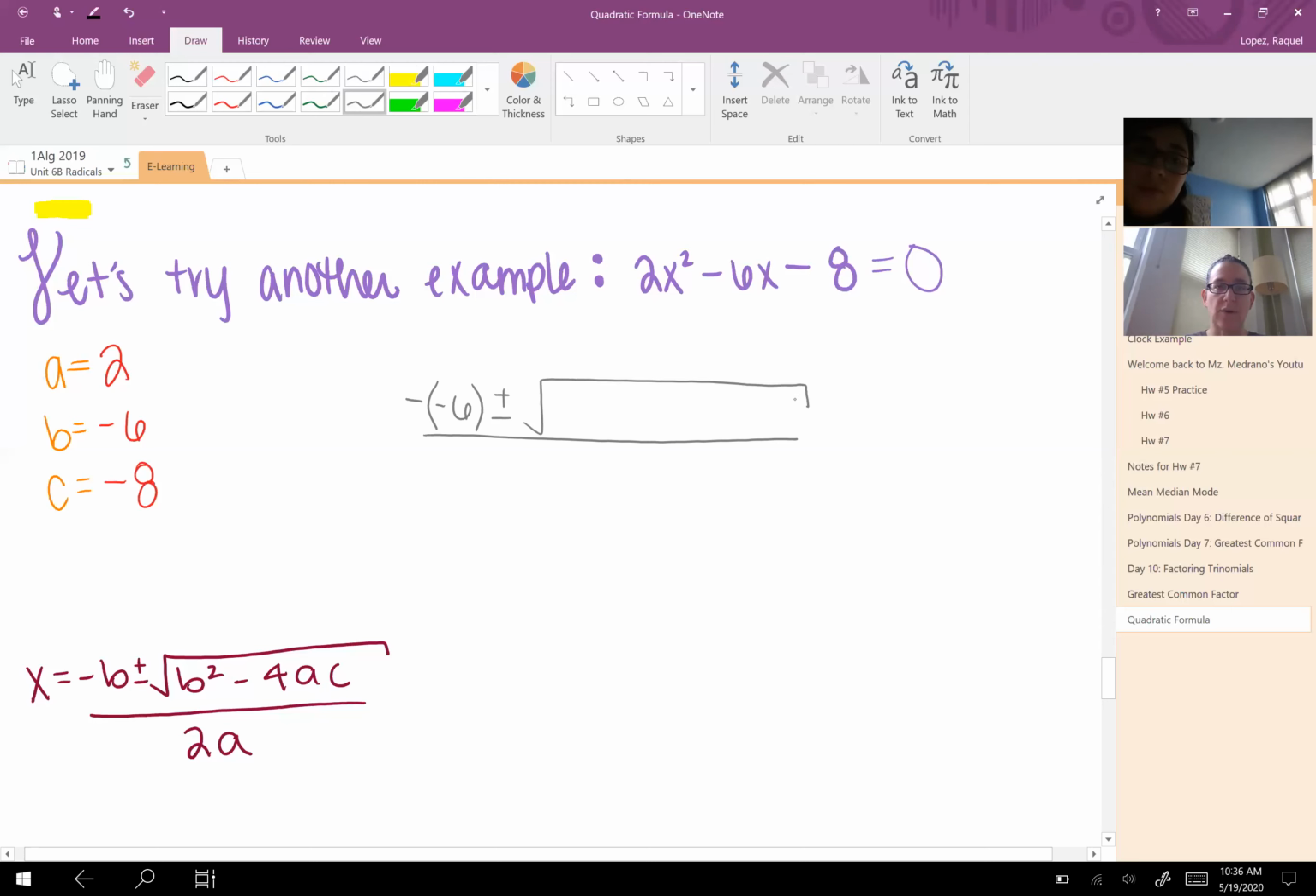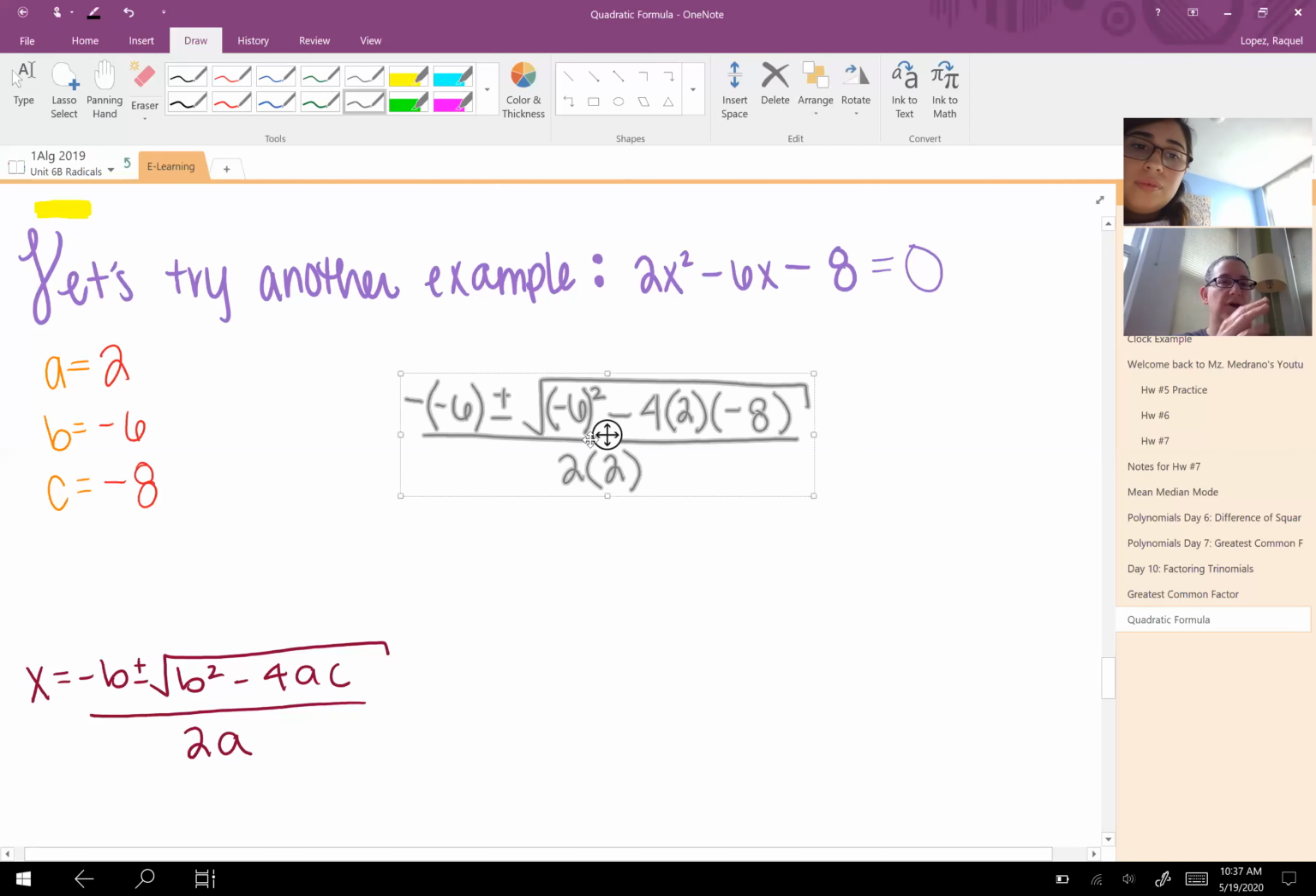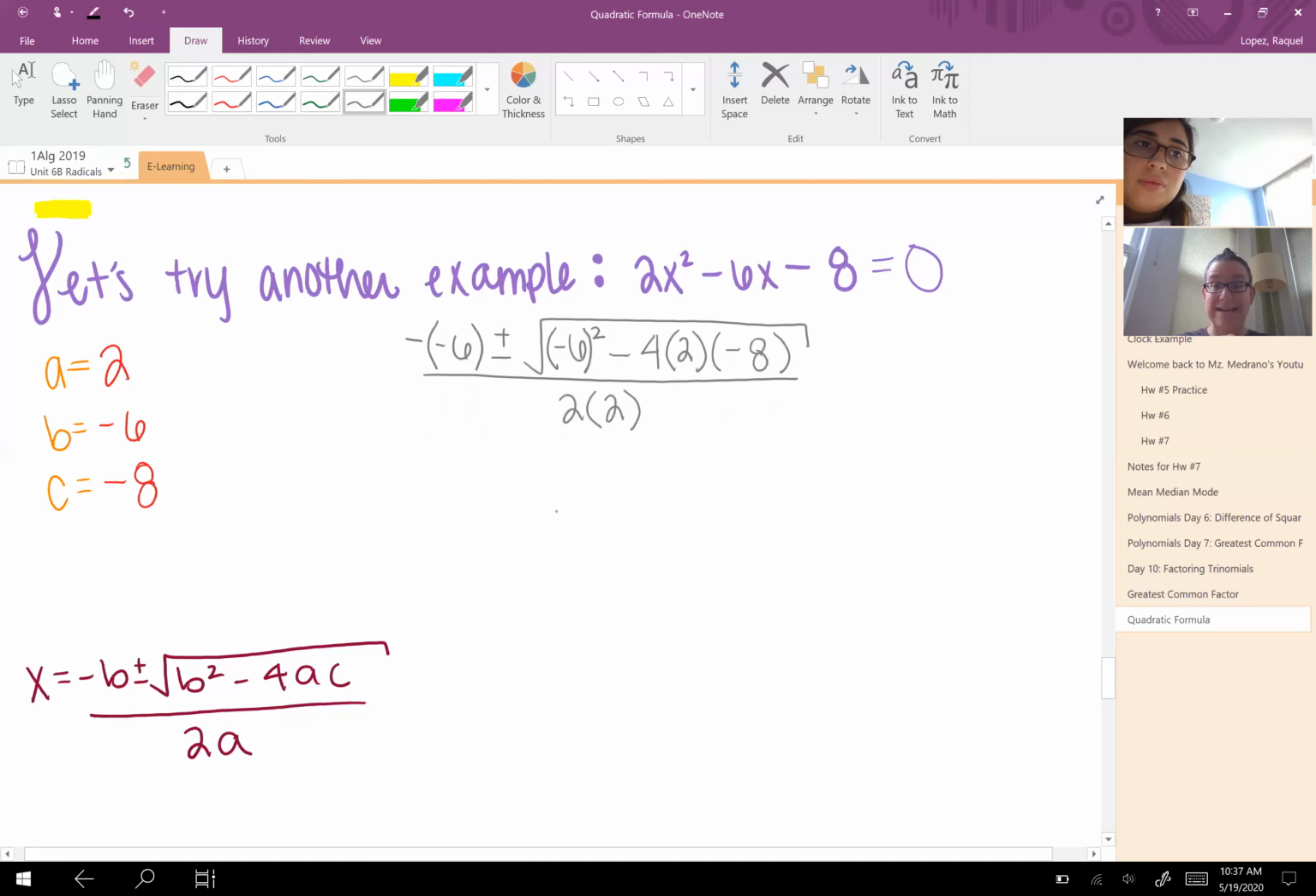I need to take whatever b is squared, and then to help remind me that it's b that I'm squaring, I'm going to put negative 6 in parentheses and then square it. And I need minus 4 times my parentheses 2, and then times my parentheses negative 8, all over 2 times parentheses 2. And now I've used the ingredients that we had identified and put them into the recipe. We're going to stew it all up together and see what it ends up equaling.